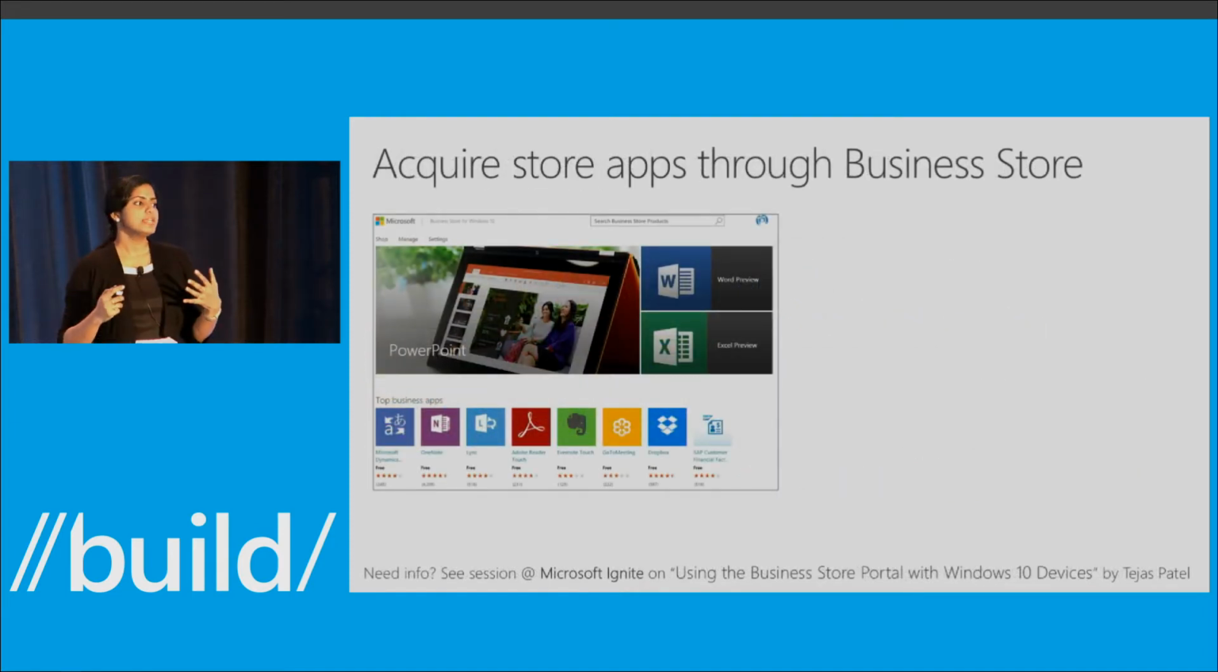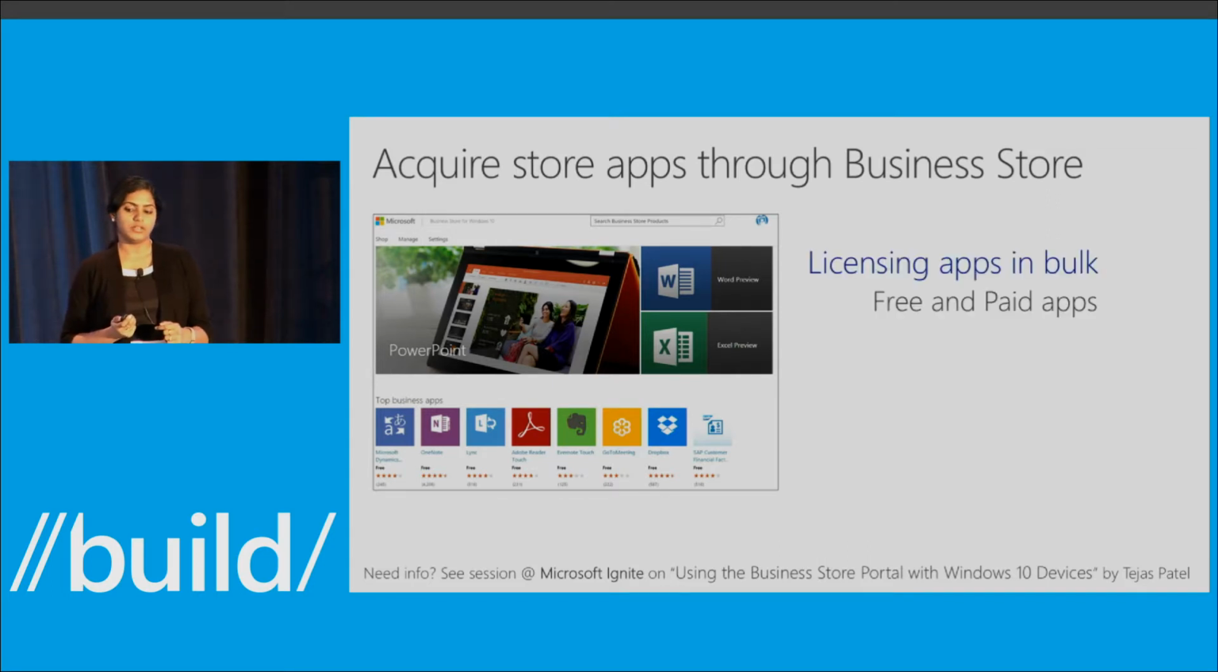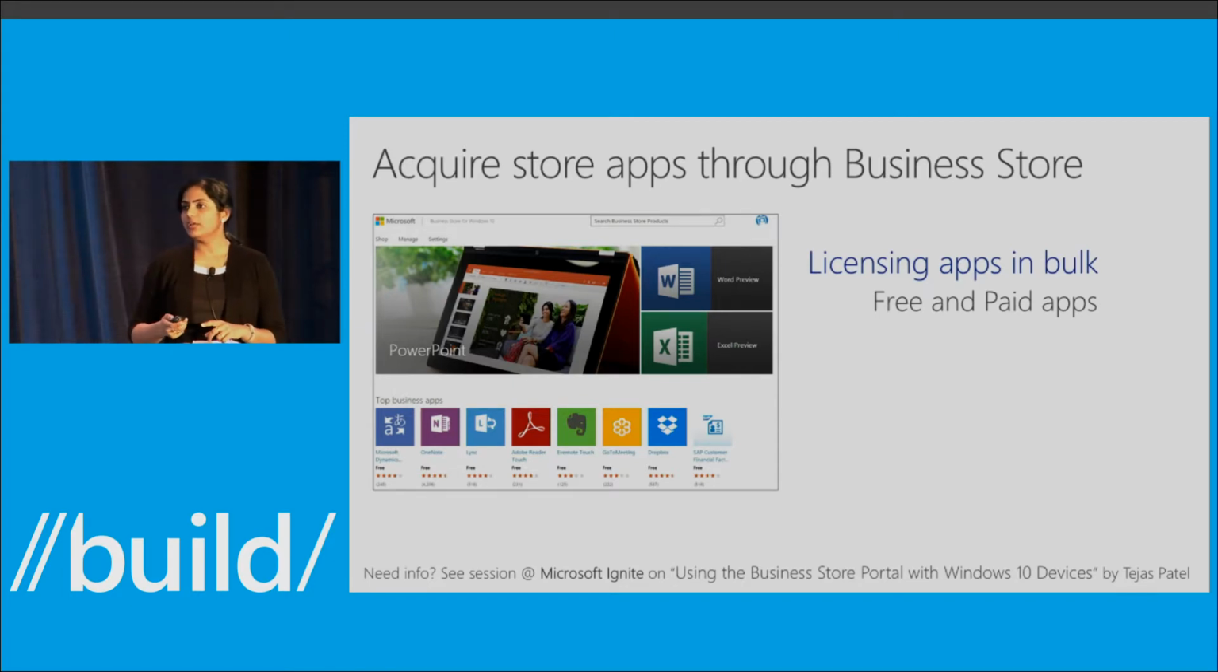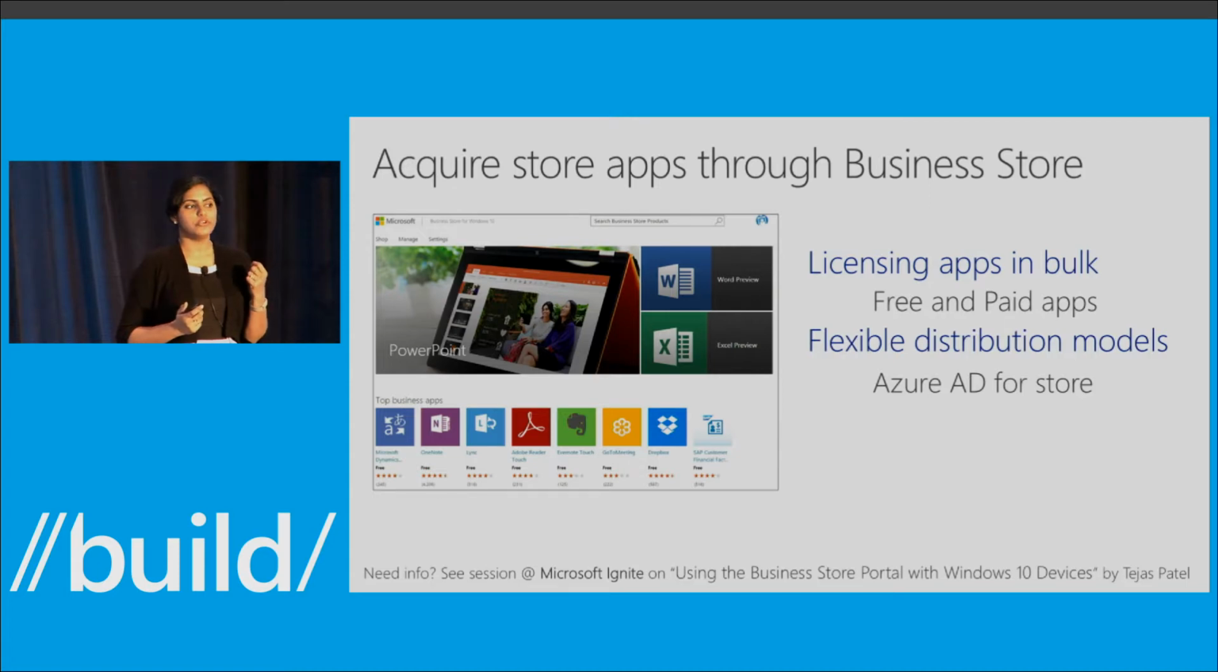So the enterprise line of business applications are written in-house. But how do you acquire store applications to distribute them to your users through MDM? The business store allows you to do that for Windows 10. You can license both free and paid applications in bulk and distribute them to your users either through MDM or instruct the user to install it from the store using their Azure Active Directory account.